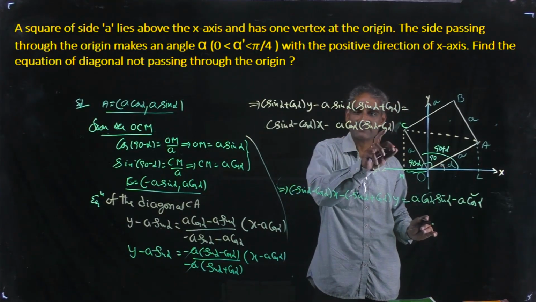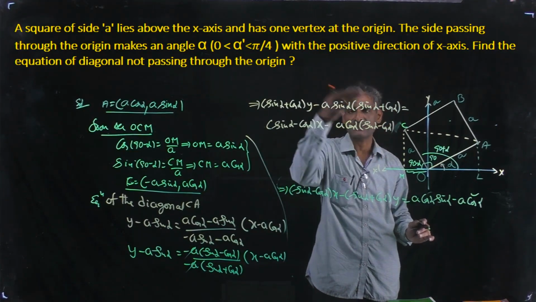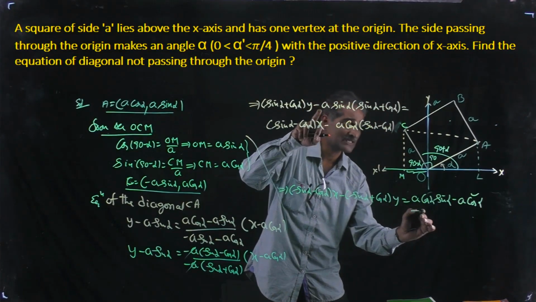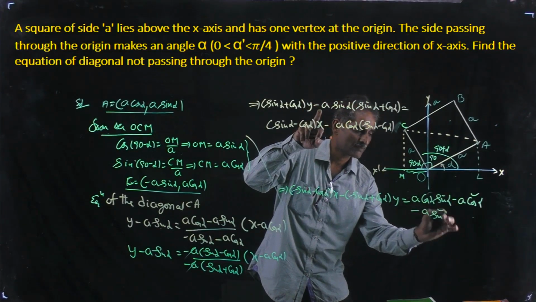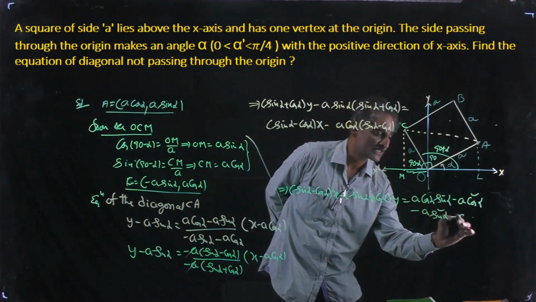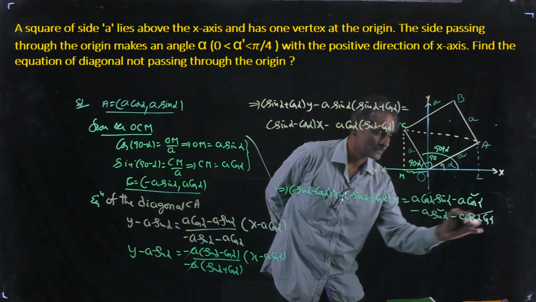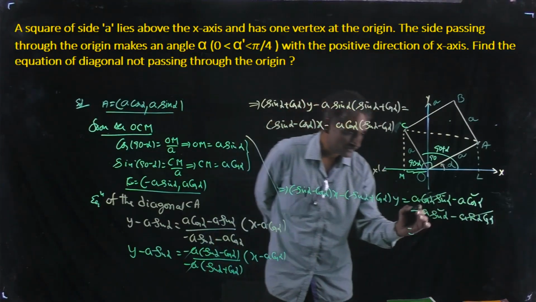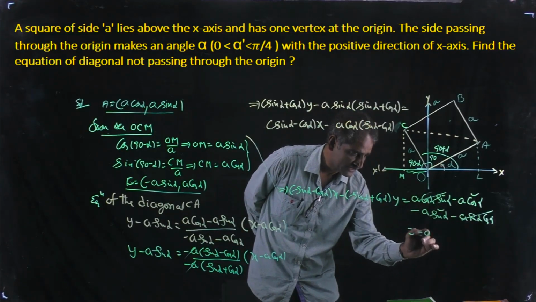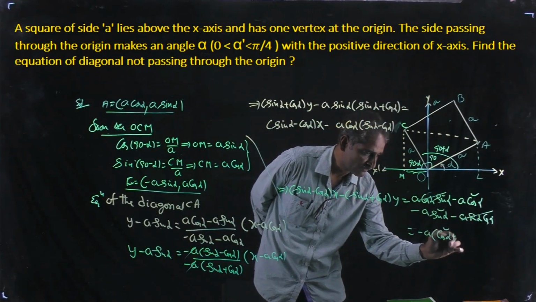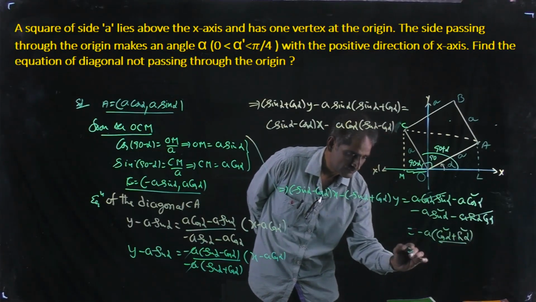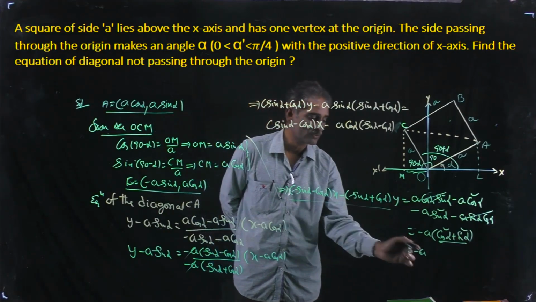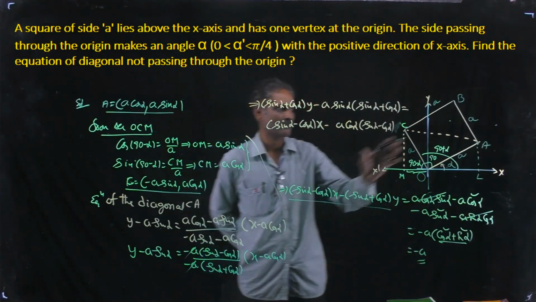Here plus A cos square alpha is there. If you bring it from the right side to the left side, we will get minus A cos square alpha. Here we get minus A sin square alpha. Next minus A sin alpha cos alpha. These two terms get cancelled. Just simplify the right side. Take minus A common, then we get cos square alpha plus sin square alpha, which is equal to 1. The right side equals minus A. This is the required equation of AC.